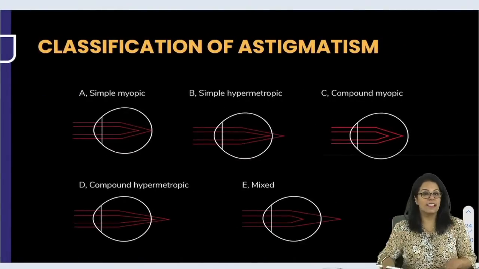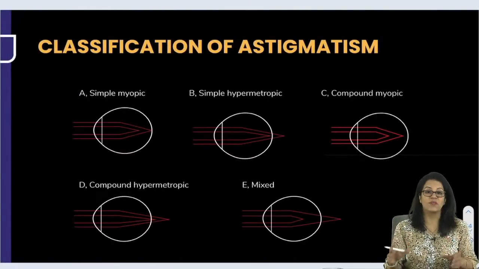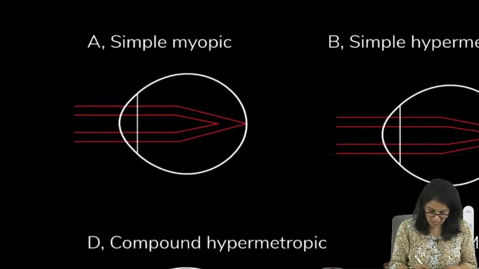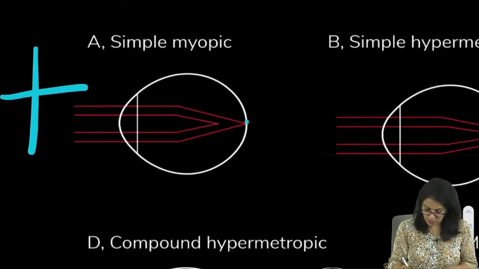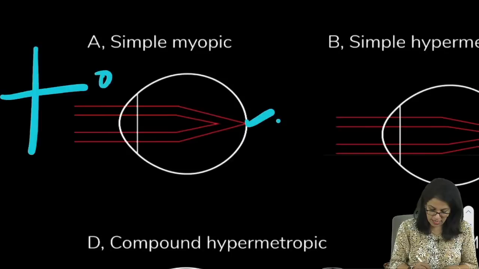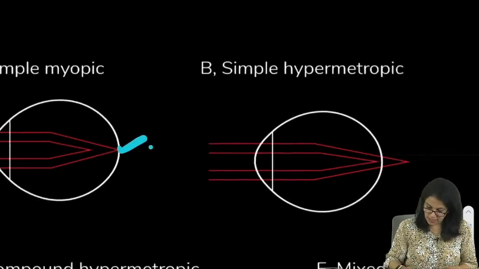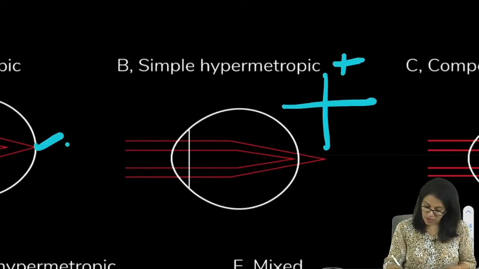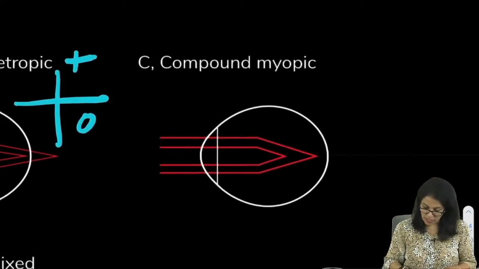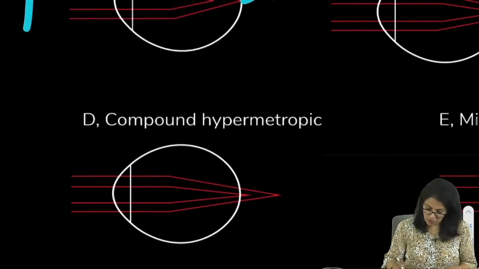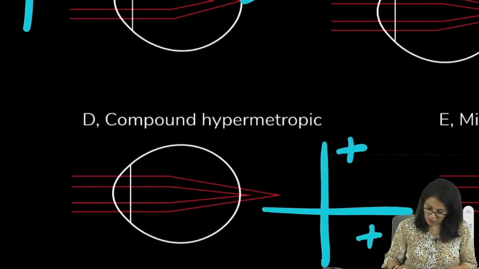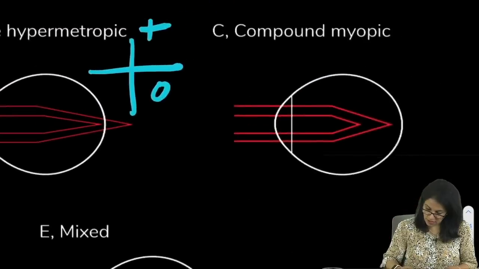We come to the next thing that is very important and can be asked: classification of astigmatism. Let us quickly revise. So what does simple myopic mean? One axis has no number, it is focusing on the retina, and one axis is minus. What is simple hypermetropic? One axis, I am so sorry, one axis I meant to say, is plus, one axis no number. What does compound hypermetropic mean? Both the axes are plus. And what is compound myopic?